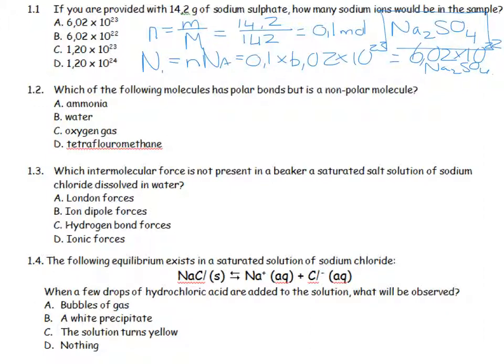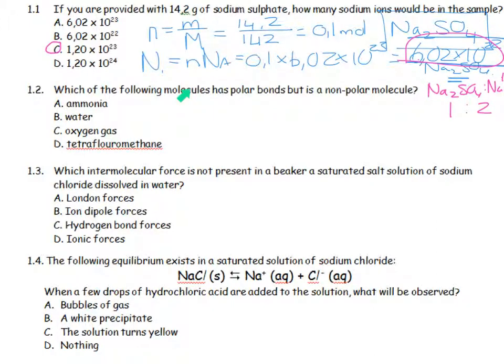And for every 1 sodium sulfate, there are 2 sodium ions. So what I need to do now is double that number. If you want to look at it as a mole ratio, you're going to have Na2SO4 is to the Na plus ion as 1 is to 2, and therefore I'm going to take this number and double it, and therefore I land up with 1,2 times 10 to the 23.